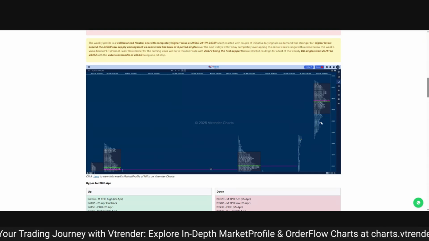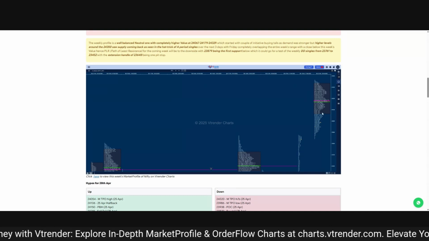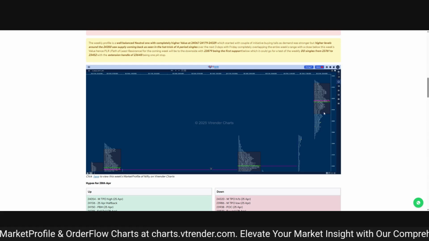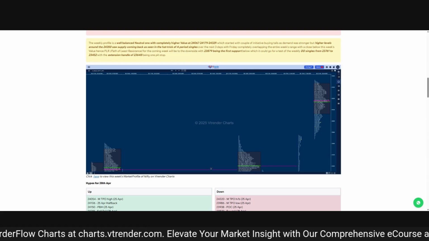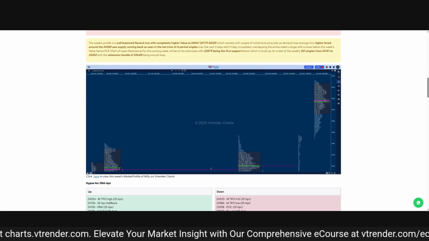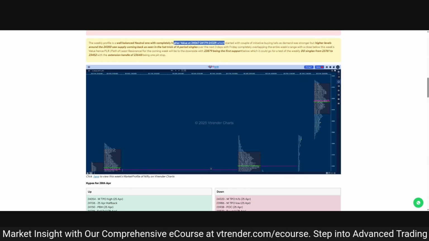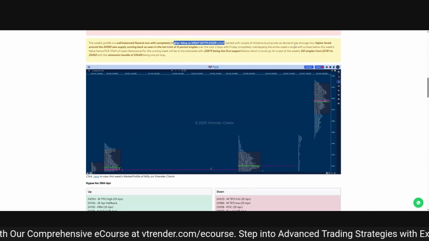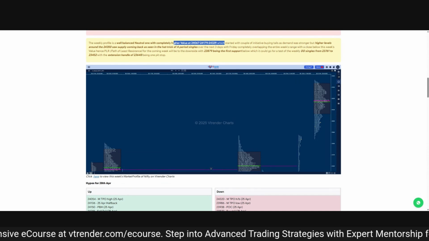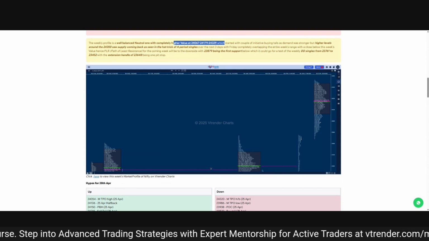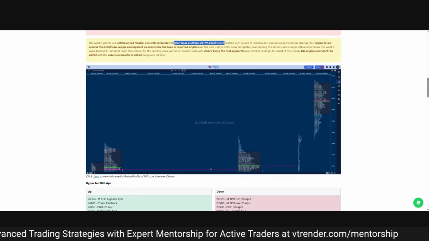So not in the middle in the sense inside the initial balance. So value wise, we formed higher value, but the close was well below the value area. The weekly profile was a well balanced one. So we have that well balanced neutral one with completely higher value, and it started with a couple of initiative buying tails as demand was stronger, but higher levels around the 24350 saw supply coming back, as seen in the hat trick of A period selling tail.